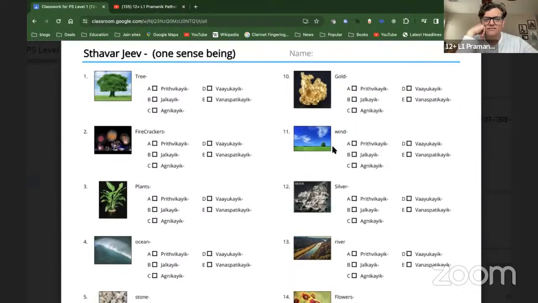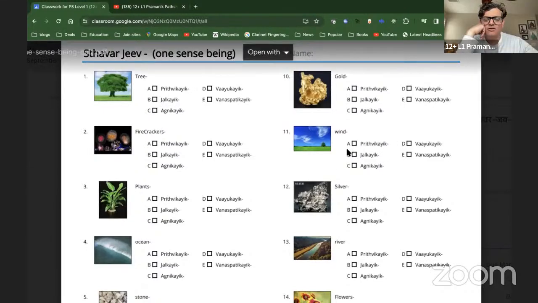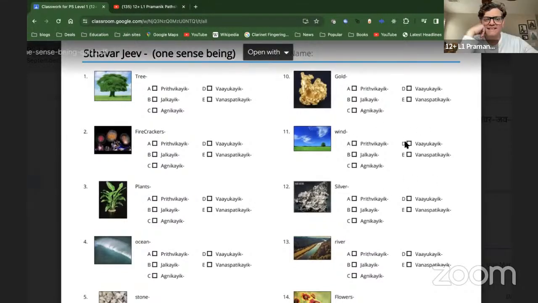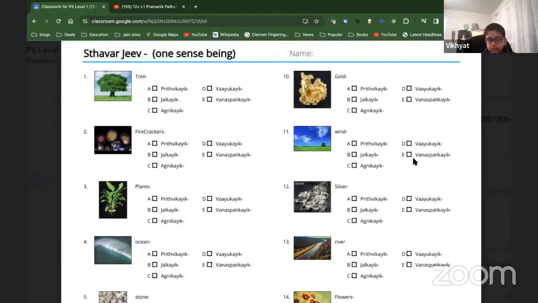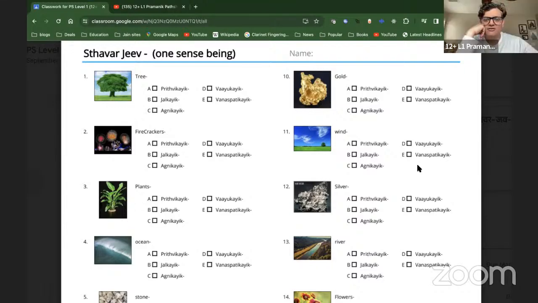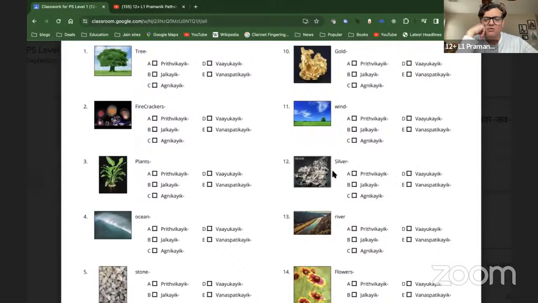Wind. What is wind, Vikhyat? Wind is tufan, like a storm. No, you don't even know what I'm asking, Vikhyat. I know what you're asking. It's wind. So out of the five, what is wind? Okay, go ahead, Ashka. What is wind? Vayu Kaik. Yes, wind is Vayu Kaik. Okay, good. How about silver?